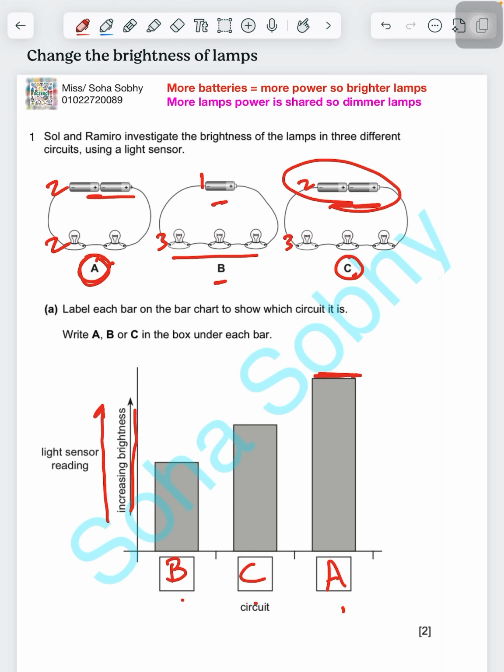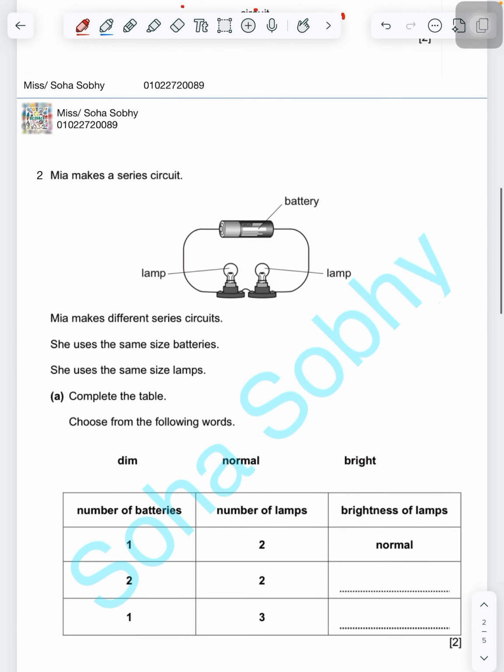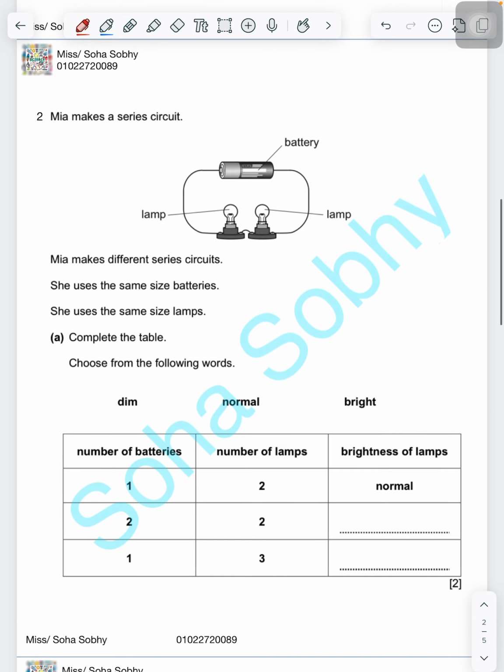Here the biggest one or the brightest one. It's for A, then this is for C, and this is for B, which has only 1 battery. And the battery's power is shared with 3 lamps. Got it? Let's continue.